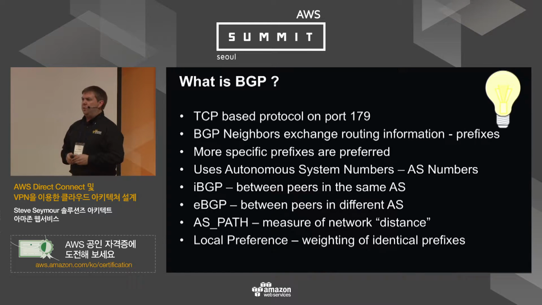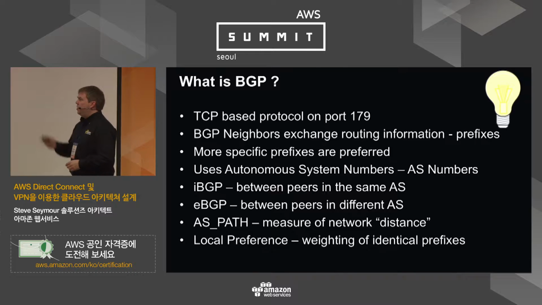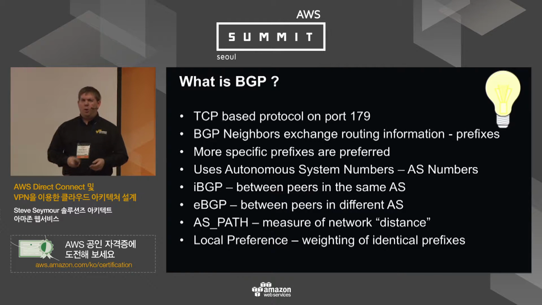We use autonomous system numbers, AS numbers. And with AWS, you're using eBGP. This means the 2 AS numbers on each end of the connection are different. And then finally, we use AS paths to measure the distance between networks. And you can use local preference to control which of many connections to AWS you use. So these are the terms that I'll be using for the rest of this deck.